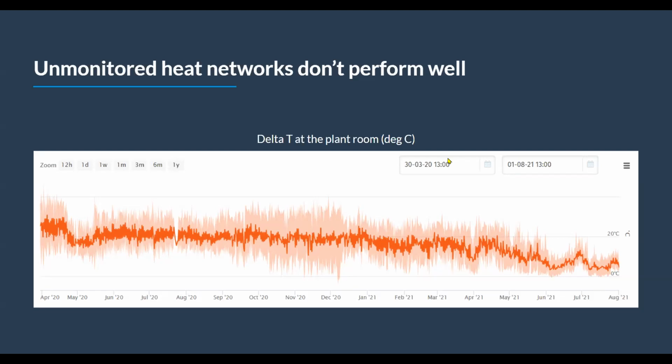But in fairness, this heat network did used to perform really well. At the beginning of its life, it was performing great. But because it hasn't been looked after, the problems have arisen. And we see this all the time, even where networks are really well designed and probably commissioned before residents move in, unmonitored heat networks are often left to drift, with performance degrading over time.